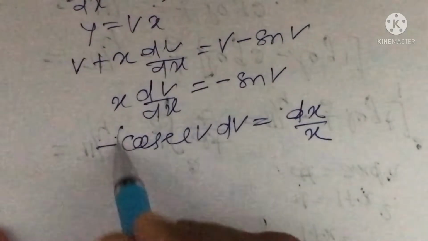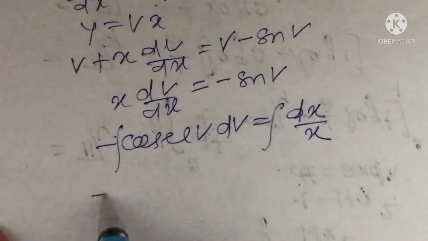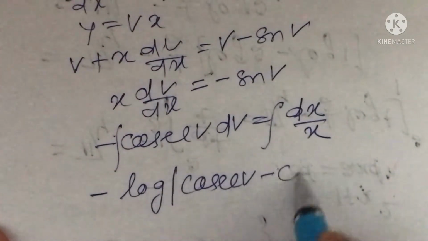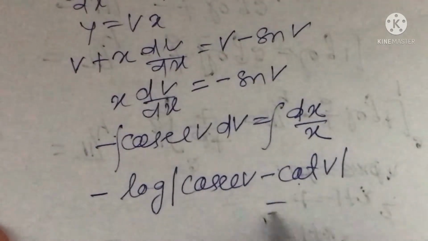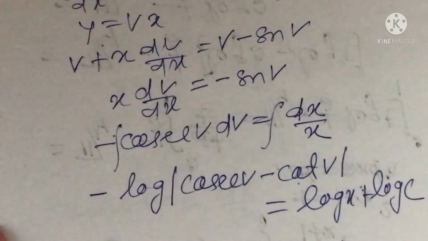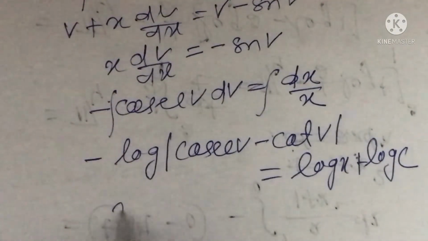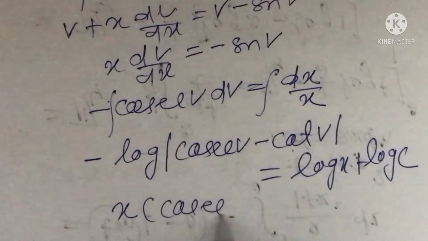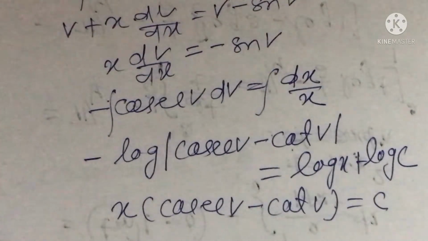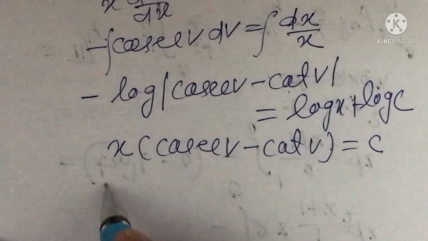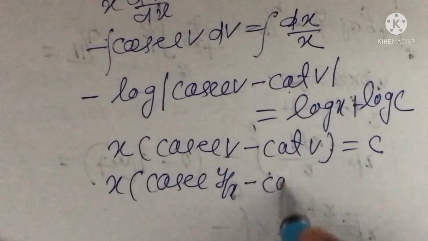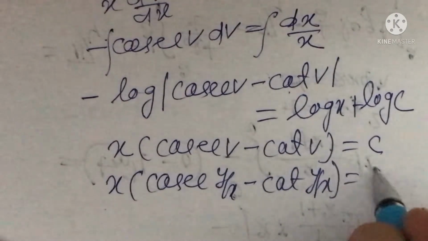On integrating both sides, we get minus log of (cosec v minus cot v) is equal to log x plus log c, or we can write x into (cosec v minus cot v) is equal to c. By putting the value of v as y by x, we get x into (cosec y by x minus cot y by x) is equal to c.